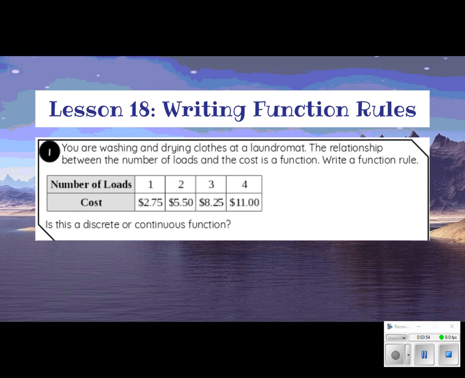So let's think about this. Could I do a negative load of laundry? I don't think so. I don't know what it would look like for the laundromat to owe me a number of loads. So I don't think negative numbers would work. Would 0 work? I could wash 0 loads of laundry. I should be paying nothing, though, when that happens. What about a fraction? What if I walk in and say, hey, I've got 3/4 of a load of laundry. I want to pay 3/4 of that $2.75.